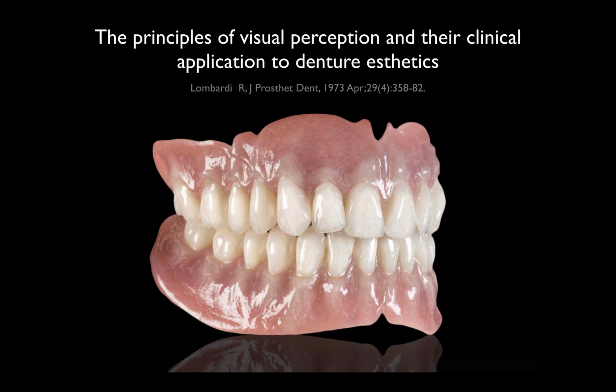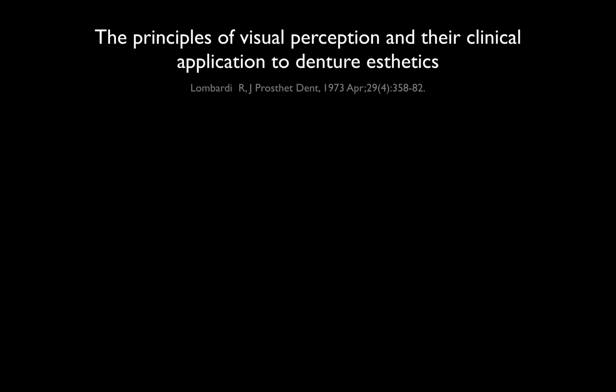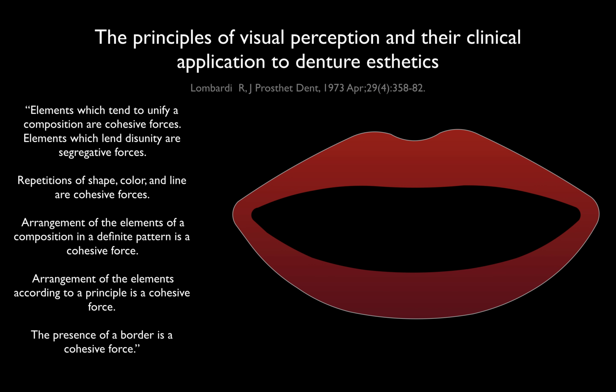There's an old saying: if you want to get really good at occlusion or aesthetics, get really good at complete dentures. So I want to start with a classic article by Lombardi, The Principles of Visual Perception and Their Clinical Application to Denture Aesthetics. Understand what Lombardi was focusing on: elements that create cohesion. He defined composition as cohesive forces. We want to unify what we're seeing.